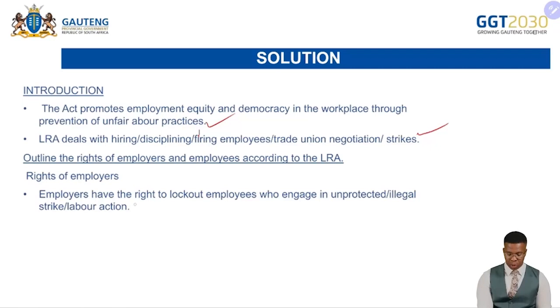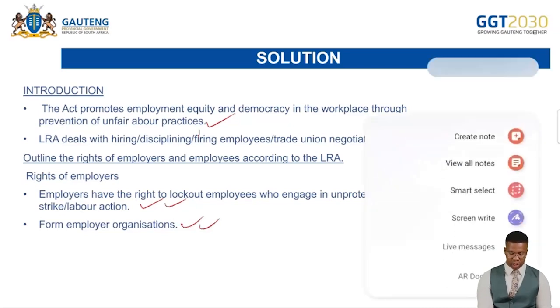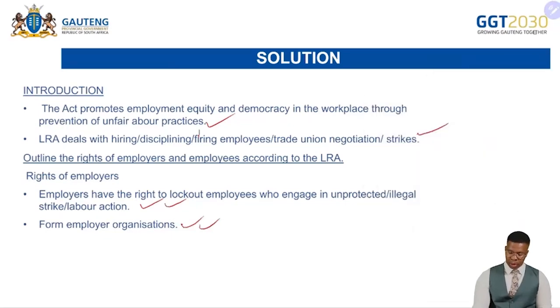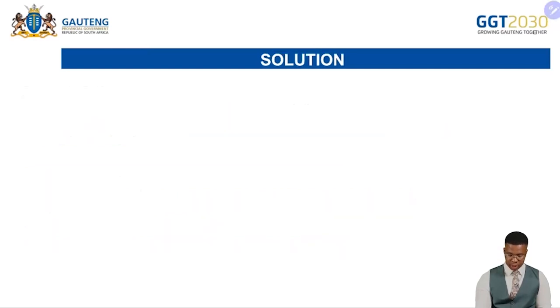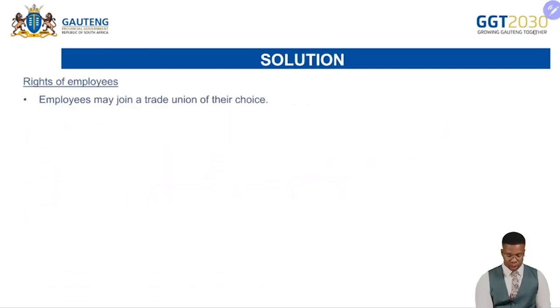The employer has a right to lock out employees who engage in unprotected or illegal strike or labor action. They have a right to form an employers organization. They have a right to form a bargaining council for collective bargaining purposes. Then as we proceed, employees' rights now.